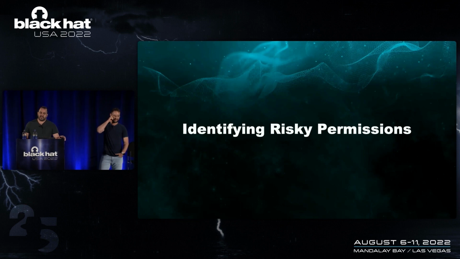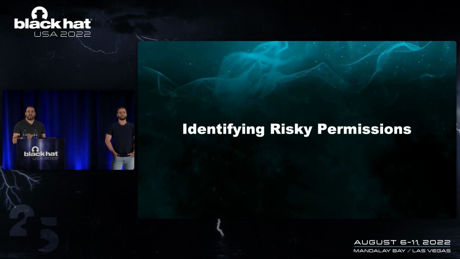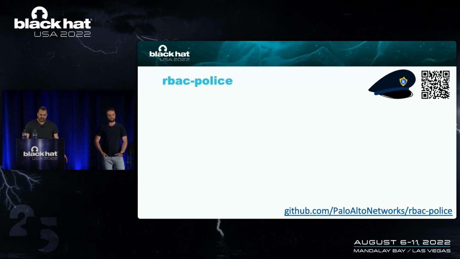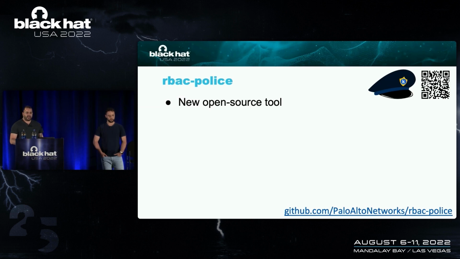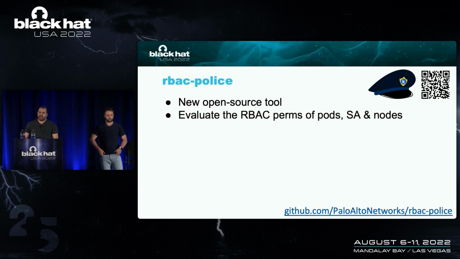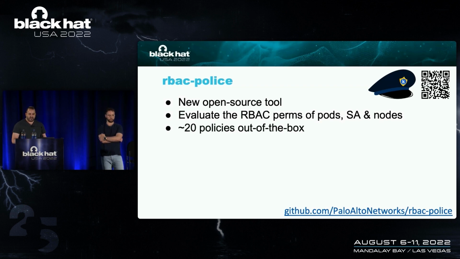So when we started our research, we quickly understood that we need an automatic way to identify those risky permissions and those trampoline pods. So we wrote a tool that can be used both by attackers and by defenders to identify and find those risky permissions. The tool is called RBAC Police. It's an open source CLI tool that retrieves the RBAC permissions of pods, service accounts, and nodes in the cluster and evaluates them through policies written in Rego.